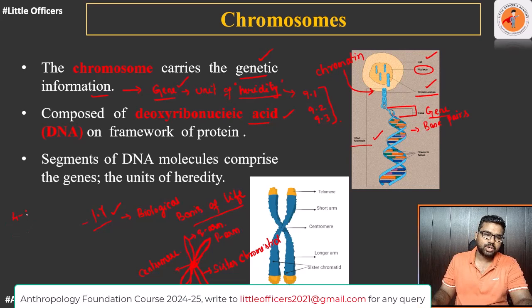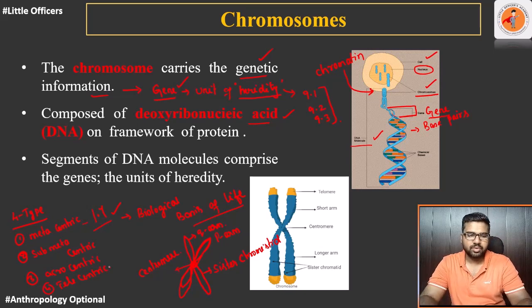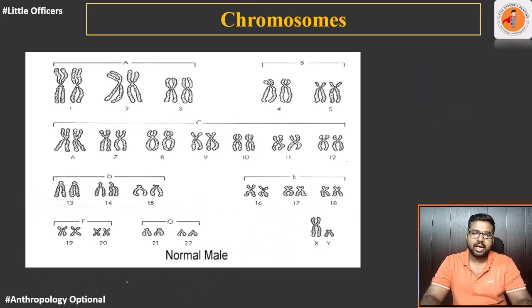So 4 types. What are they? Metacentric, submetacentric, acrocentric, and finally telocentric. So these are the types. This also we know. This is very basic, which we have covered earlier. This is the reason why I was covering it very elaborately there, so that we don't miss any of these. Now with this background, we can go ahead and look at the normal human karyotype.